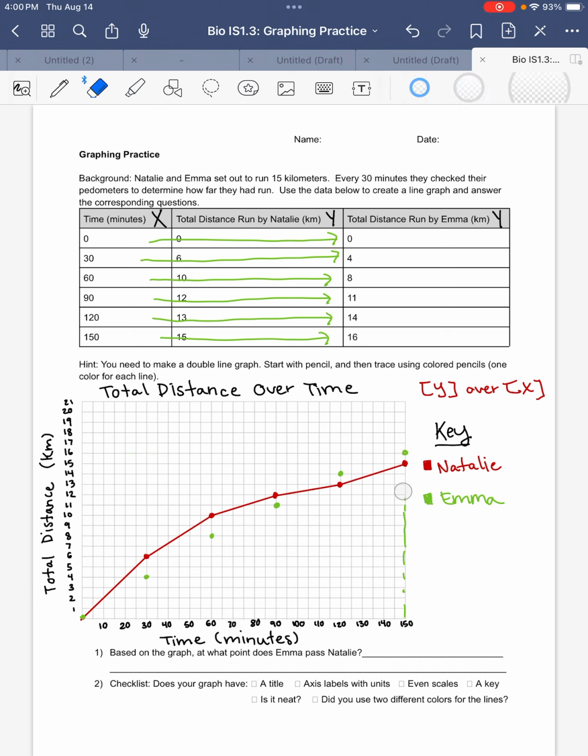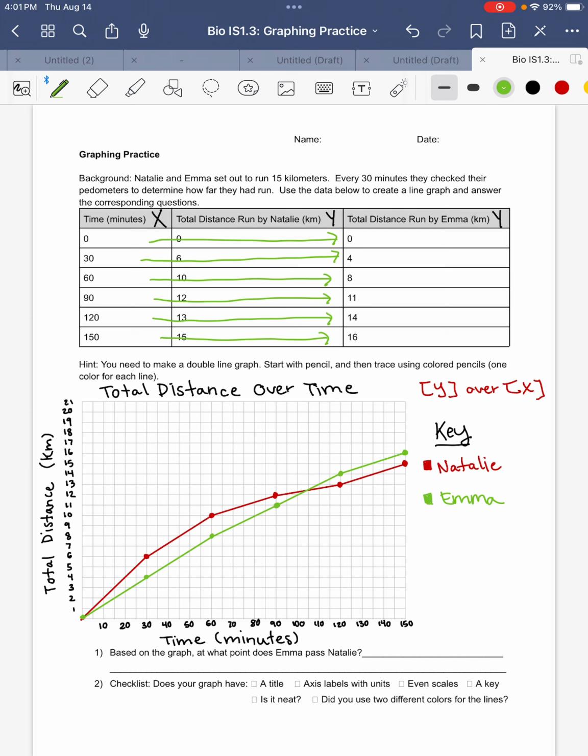Okay, and then I'm going to do the exact same thing that I did for Natalie's line. I'm going to connect the dots with nice straight lines. And there I have the completed line graph.